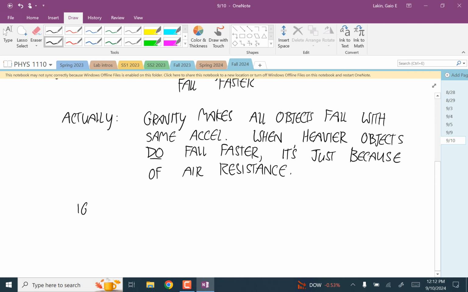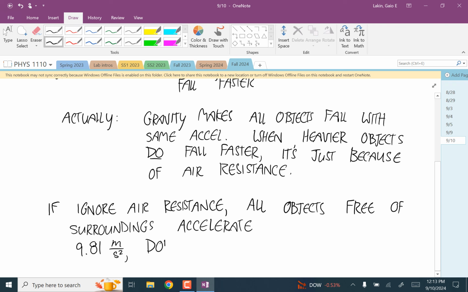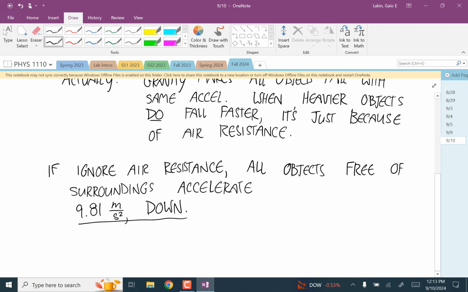And if you ignore air resistance, all objects that are free of the surroundings accelerate at 9.81 meters per second squared down. So this is what we're going to use all the time as the acceleration.